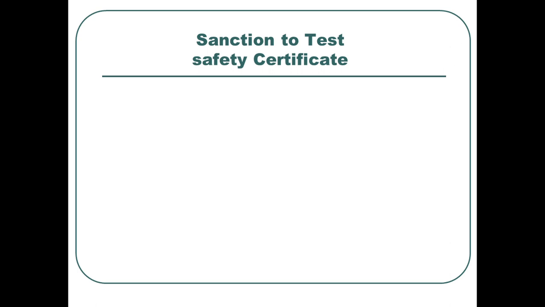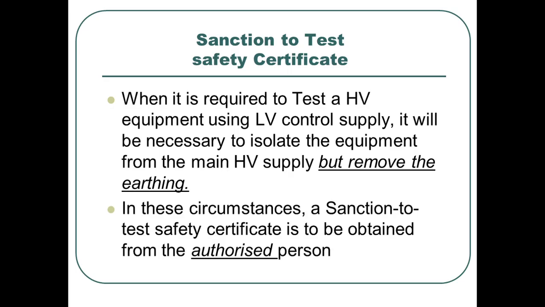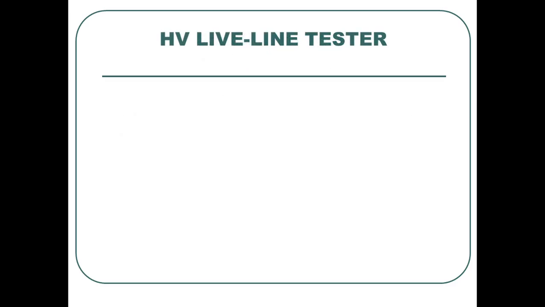Sanction to test safety certificate. When it is required to test a high voltage equipment using a low voltage control supply, it will be necessary to isolate the equipment from the main high voltage supply but remove the earthing. In these circumstances, a sanction to test safety certificate is to be obtained from the authorized person.